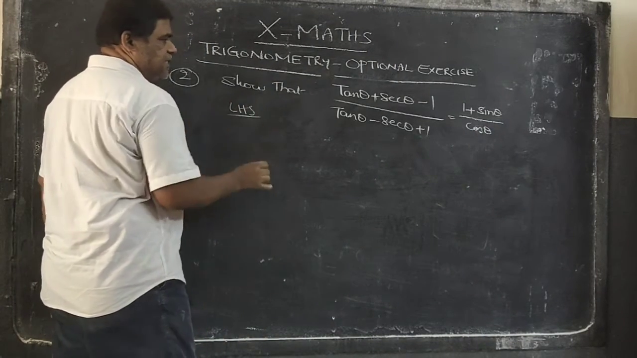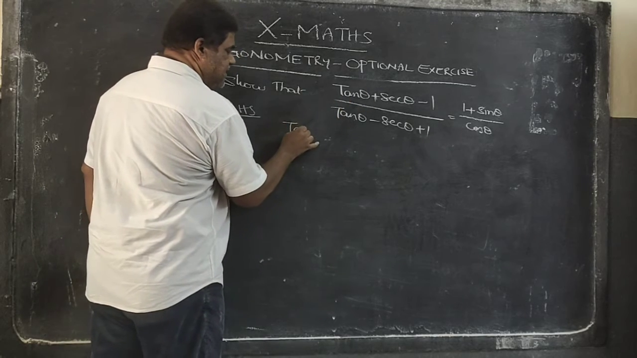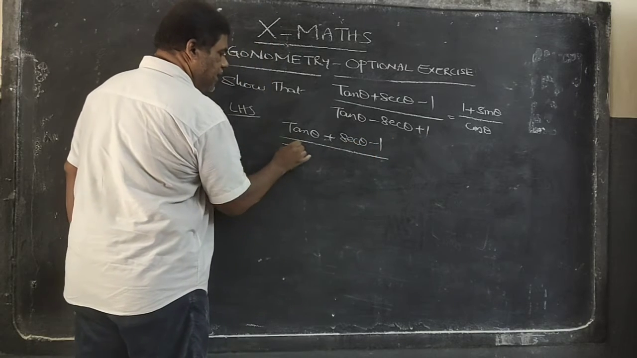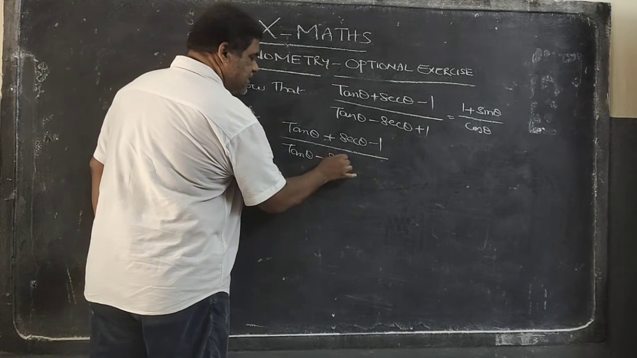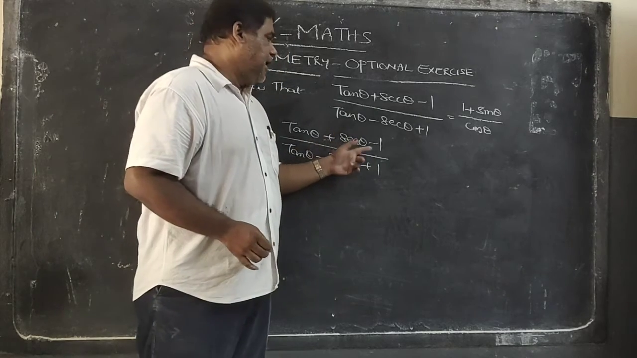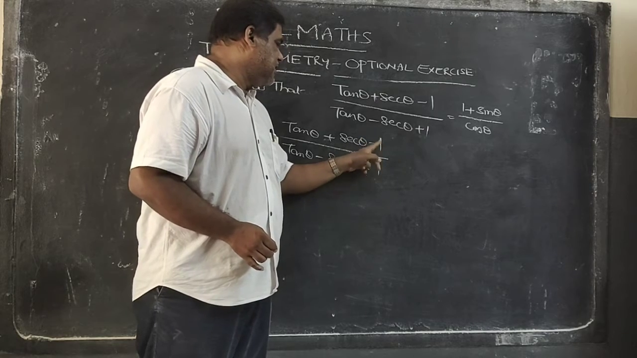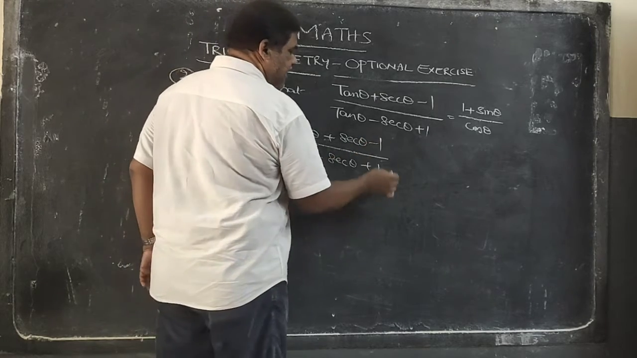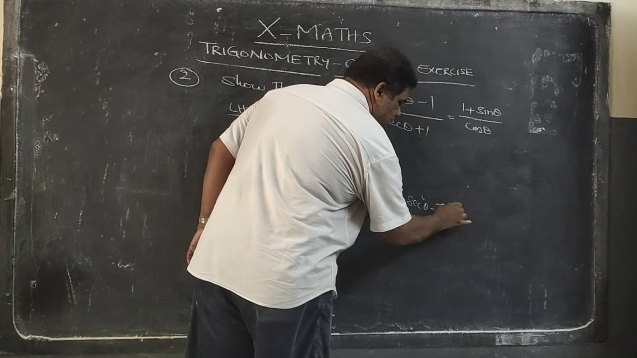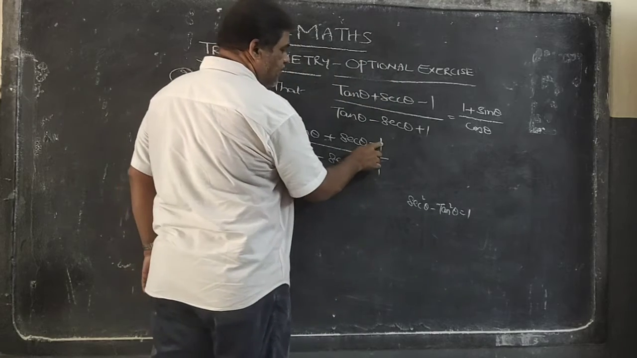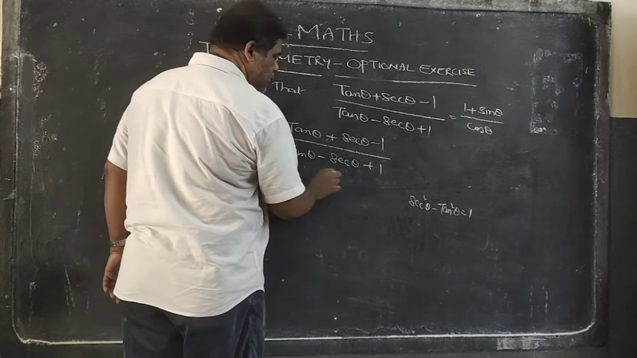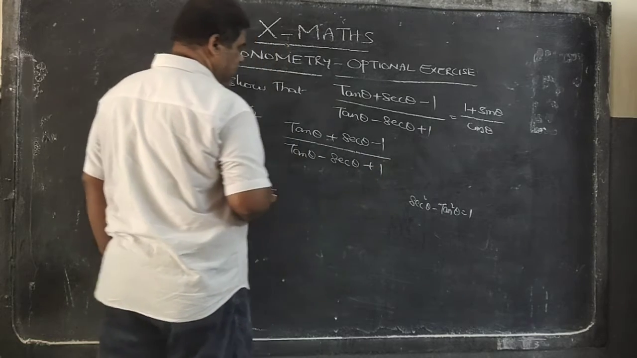So let us take LHS first. LHS is tan theta plus secant theta minus 1 by tan theta minus secant theta plus 1. Now in this problem, in the numerator 1 is there; in place of 1 we have to write secant square theta minus tan square theta, which is 1. The denominator we should not disturb, we have to maintain it like that only till the last step.